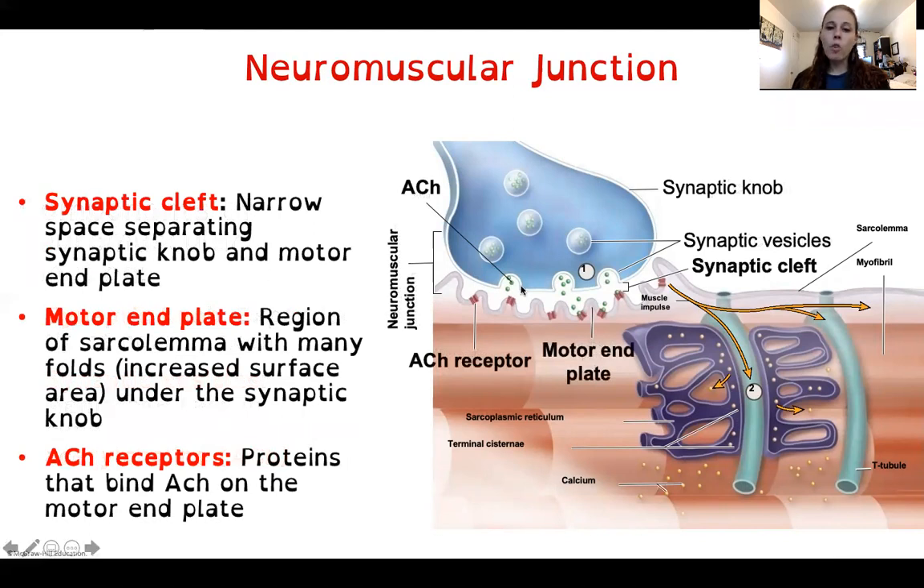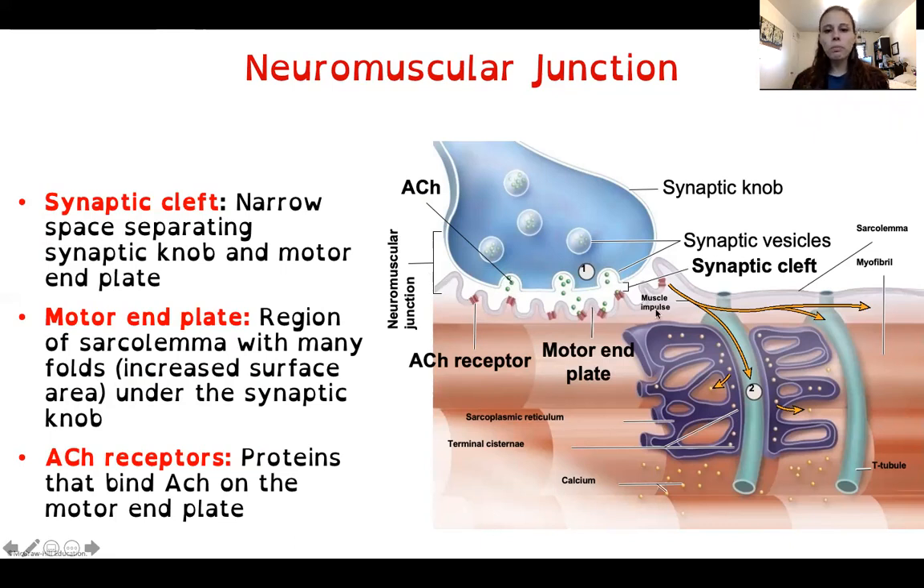Now, in order for the muscle to respond to that neurotransmitter, it needs to have a receptor. This is also true for other cells, for example, the ones that respond to hormones. In order to figure out that there is a hormone, that there is a molecule, they need to have a receptor. So the skeletal muscles have receptors for acetylcholine. And these receptors are in this region of the muscle called the motor end plate. Motor end because this is the end of the motor neuron, and plate because it looks like a plate, like a little bowl.